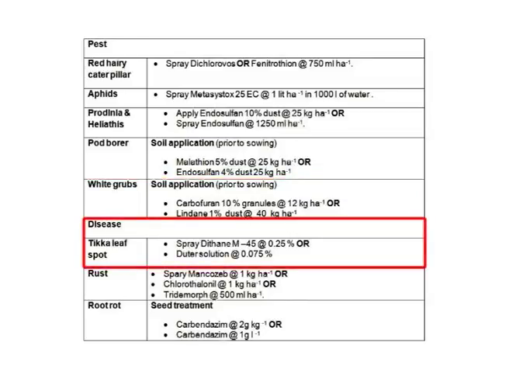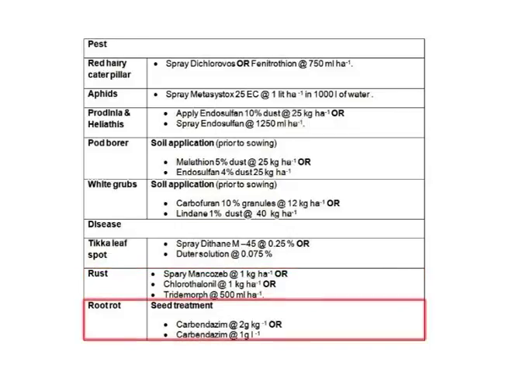Then see about diseases, some of the important diseases. First one is tikka leaf spot. For that we can spray Dithane M-45 at the rate of 0.25%. Then rust disease. For that we can spray mancozeb at the rate of 1 kg per hectare. Then root rot. For that root rot, we can do seed treatment with carbendazim 2 gram per kg.